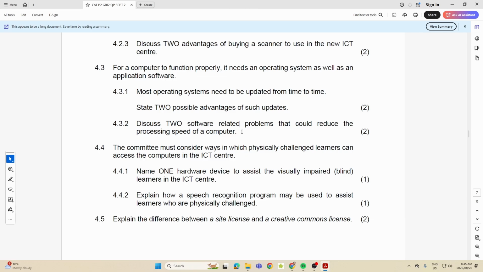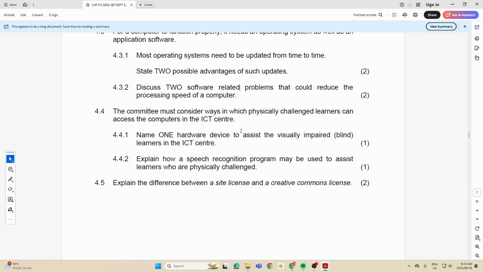You could also have a virus. You could also have a defective program. So any of those would do. The committee must consider ways in which physically challenged, please, just take it easier. Physically challenged learners, not disabled learners, physically challenged learners, okay?